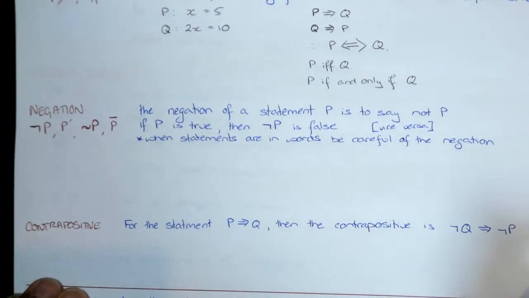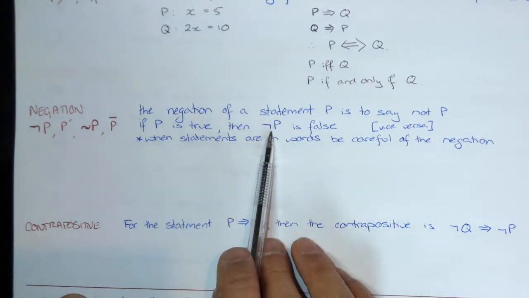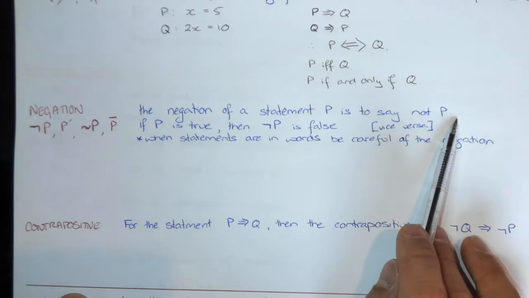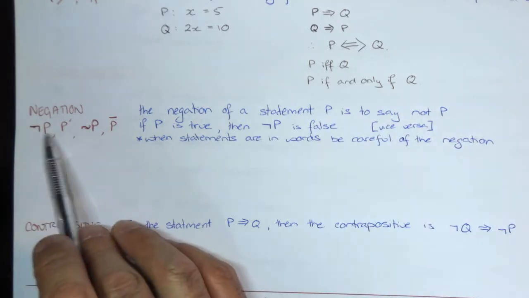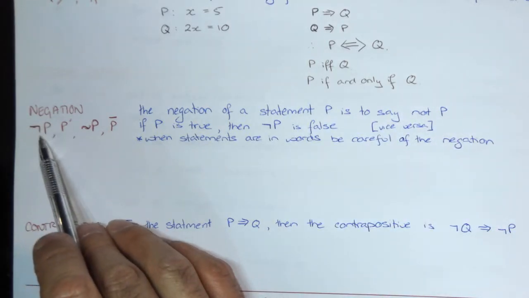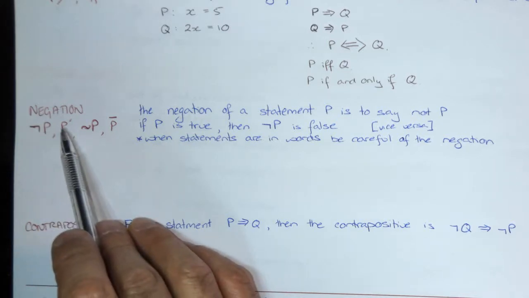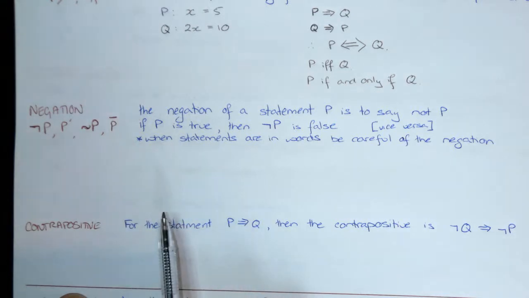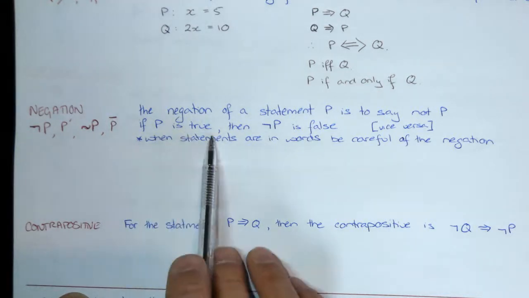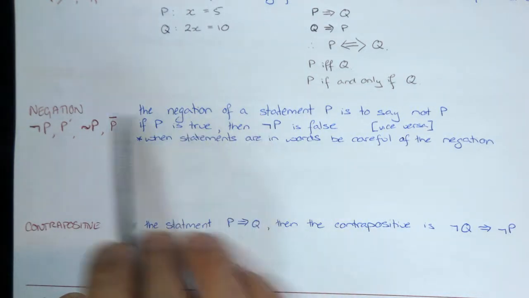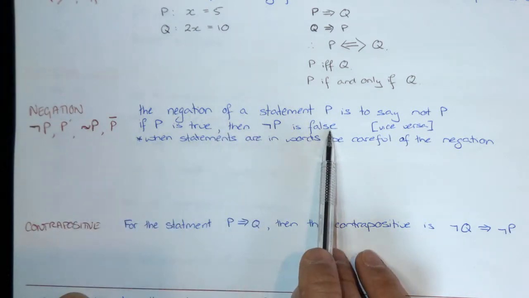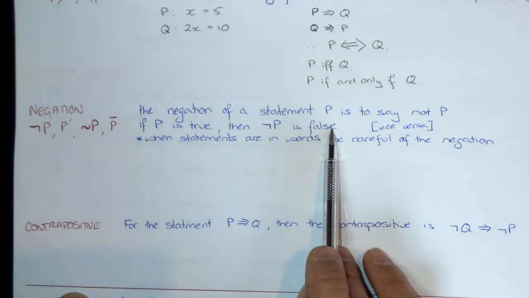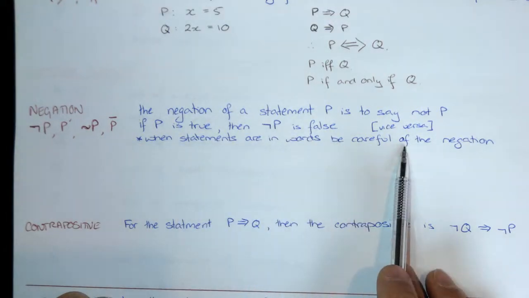Negation. The negation of a statement P is to say not P, and we can use these symbols: the sideways L, P dash, tilde P, or P with a line over it. If P is true, then its negation is false, and if P is false, then the negation is true. When statements are in words, be very careful about the negations.